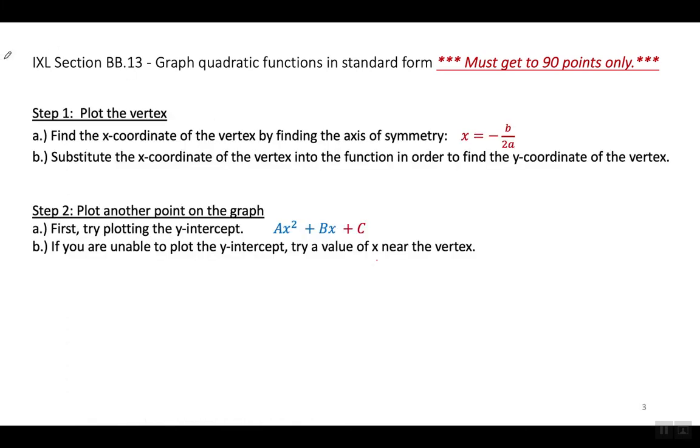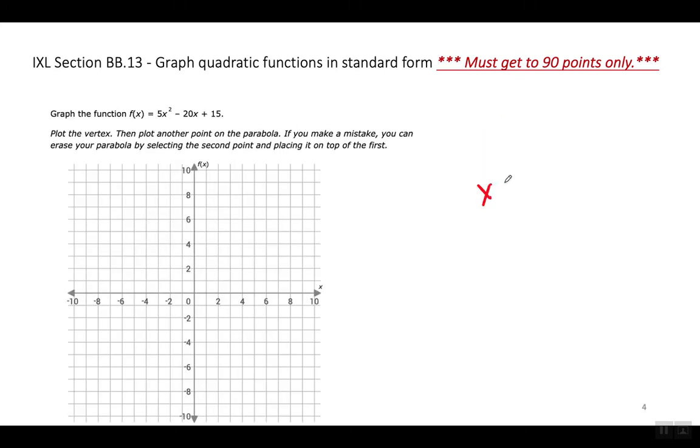All right, in my instructions, I put, first we got to plot the vertex by finding the axis of symmetry using this formula. So here's my formula to find the axis of symmetry. Now, in this quadratic function, what is A, what is B, and what is C? A is the number in front of x squared, so A is 5. B is the number in front of x, so in this case, negative 20. And C is the constant that's back here, which is positive 15.